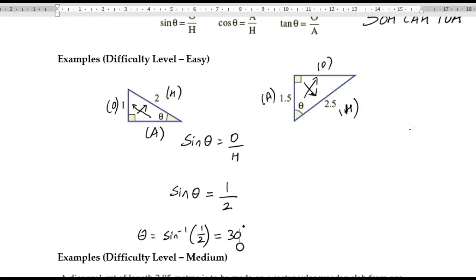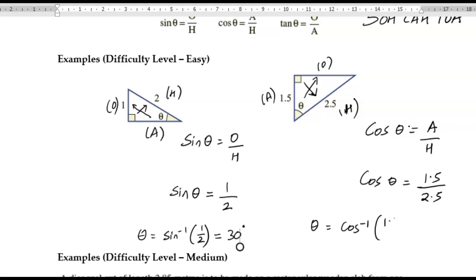So I'm going to write that down like we did in the previous example. Cos theta equals adjacent over hypotenuse. Next step is substitution. So cos theta equals 1.5 over 2.5. Now we're going to go into a calculator because what we have to do now is the cos inverse of 1.5 over 2.5.